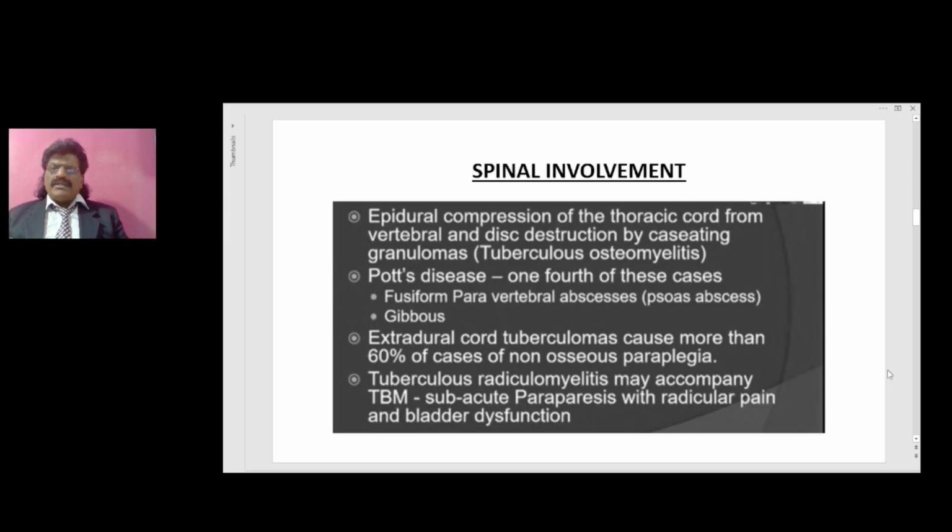Spinal involvement: epidural compression of the thoracic cord from vertebral and disc destruction by caseating granulomas, tuberculous osteomyelitis, Pott's disease, in 1/4 of these cases, fusiform paravertebral abscess, psoas abscess and gibbus, extradural cord tuberculomas causing more than 60% of cases of non-osseous paraplegia. Tuberculous radiculomyelitis may accompany tuberculous meningitis, with subacute paraparesis, radicular pain and bladder dysfunction.